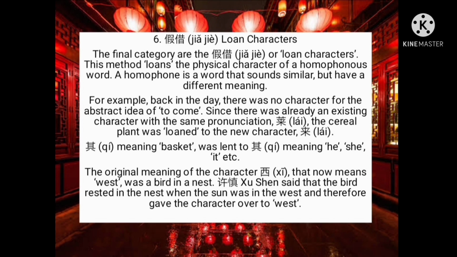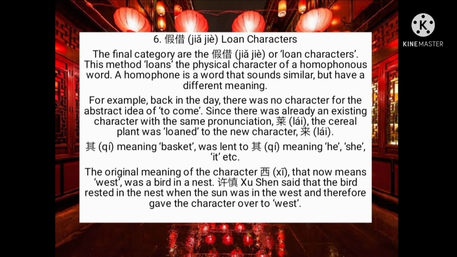6. Jiajia, lone characters. The final category are the Jiajia or lone characters. This method loans the physical character of the homophonous word. A homophone is a word that sounds similar but has a different meaning. For example, back in the day, there was no character for the abstract idea of to come, since there was already an existing character with the same pronunciation.